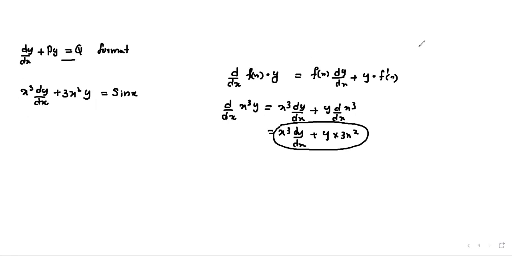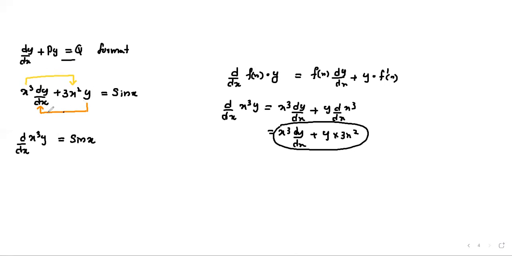I will use two different colors. The differentiation of y is available here, and for this x cubed, see whether the differentiation is available there. Whether the differentiation of y is available in this term, as well as whether the differentiation of x cubed is available here. In such cases, you can write, yes, this is the differentiation of x cubed into y. It equals sin x.